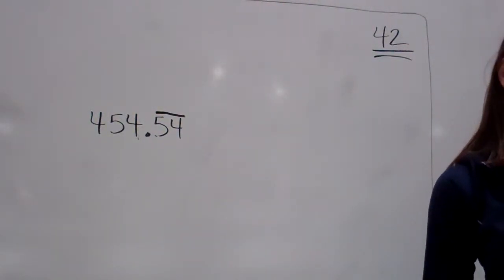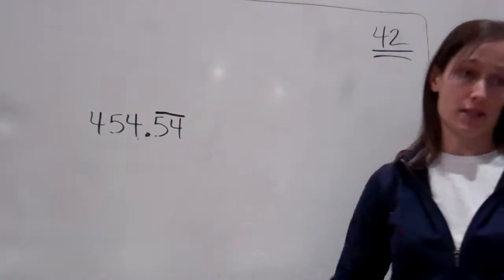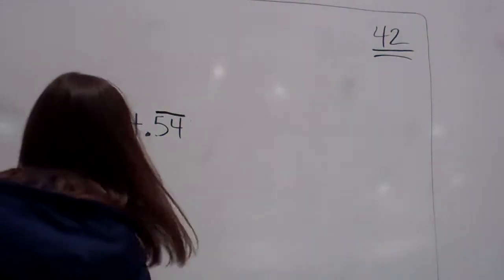Does it have to be after the decimal? Yes. If it has this here and then it also, yes. But if there was no decimal and it was just a really long whole number, would you cross out? No.